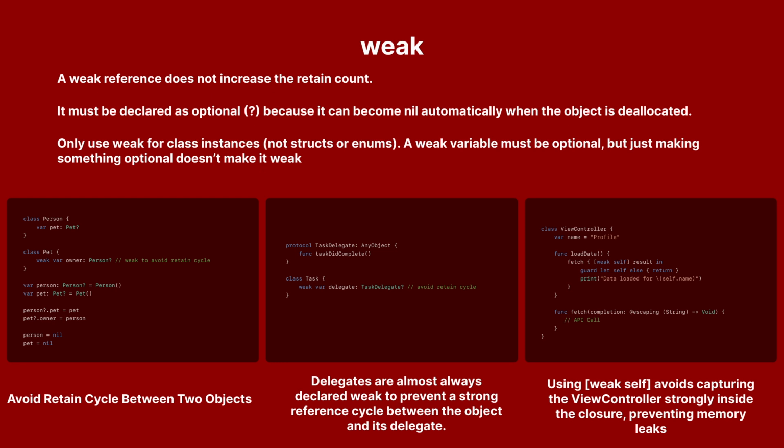Delegates are almost always declared as weak to prevent a strong reference cycle between the object and its delegate. Additionally, using weak self in closures helps avoid capturing self strongly, which could otherwise lead to a retain cycle and potential memory leaks.